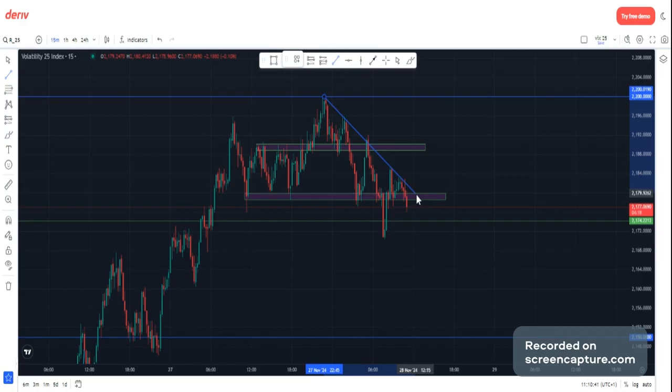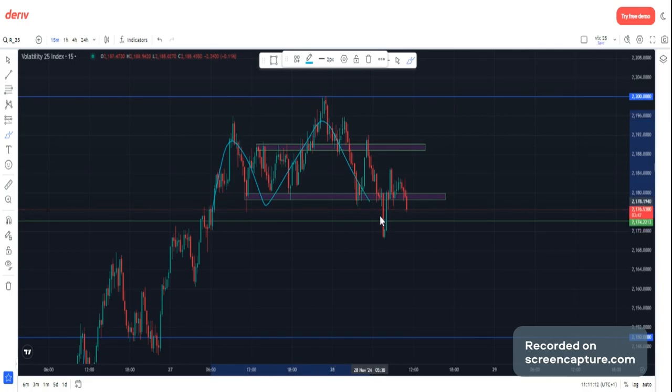If you're a smart trader, you can see that price was consolidating from my green line here to the blue line I drew. Let me use my brush tool so you can see that clearly. Price has been doing consolidations. As you can see, price has been consolidating.